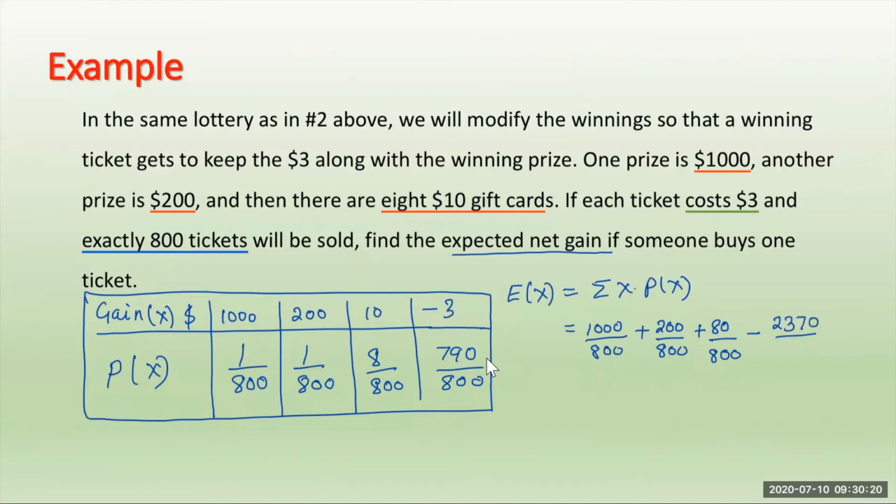2370 over 800. So if you try to simplify this, you can see your denominator is 800. In the numerator, you have 1,000 plus 200, which is 1,200. 1,200 plus 80 is 1,280, minus 2370, which will be negative 1,090. Very good. If we divide 1,090 by 800, you should get approximately negative 1.36. So there is an expected loss of $1.36 when you just buy one ticket.